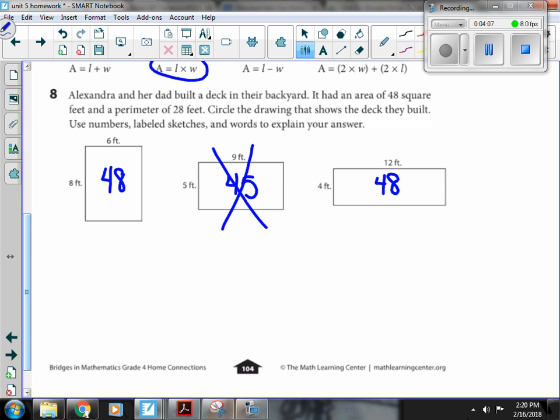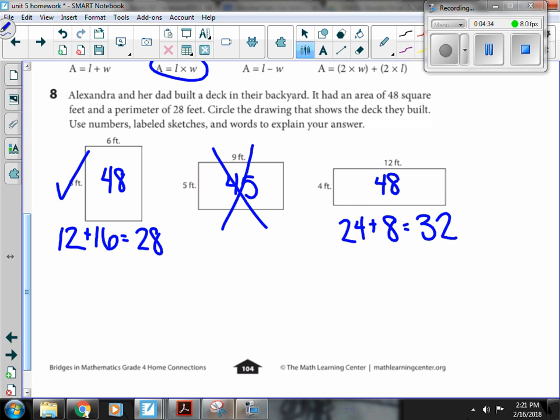So now we have to check the perimeter. 6 plus 6, or 6 times 2 is 12. And 8 plus 8, or 8 times 2 is 16. 12 plus 16 is 28. So that one works. That one we already crossed off. Let's try this one. 12 times 2 is 24. 4 times 2 is 8. And 24 plus 8 is 32, and that's too big. So it must be the first one.